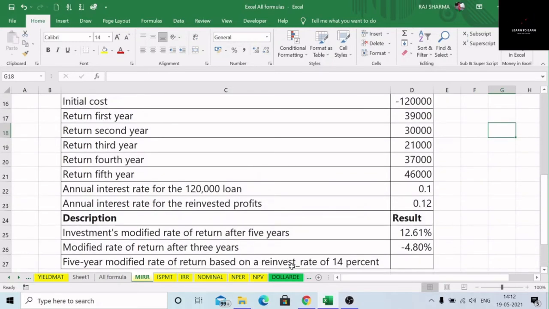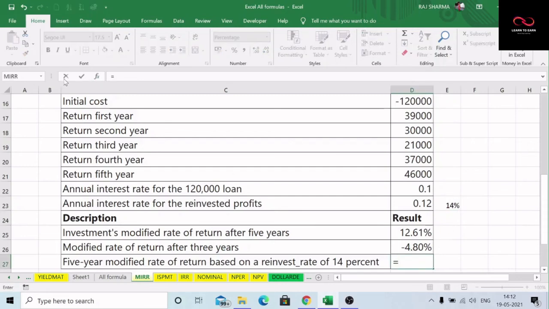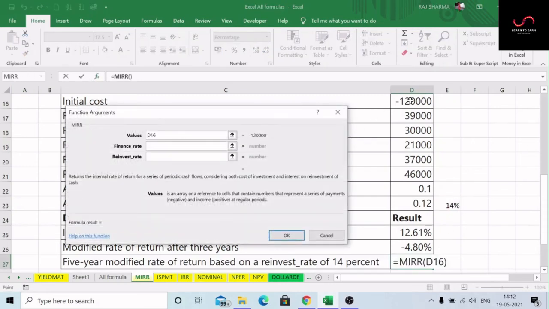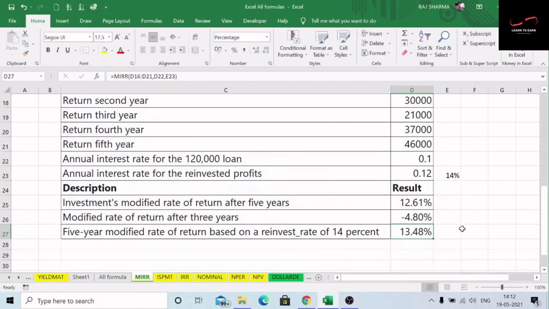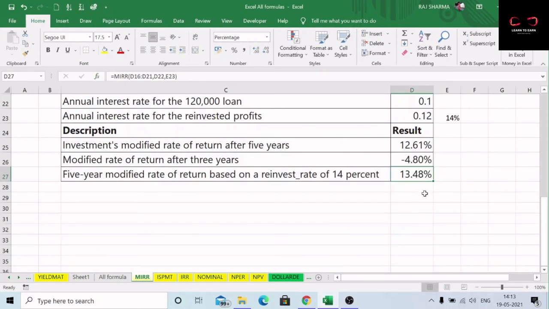Then the 5-year modified rate of return with a reinvestment rate of 14%. So here, instead of 12%, we are putting a reinvestment rate of 14%. We can do it: select, put the finance rate 10% and the reinvestment rate 14%. And you can see it has gone up to 13.48%.